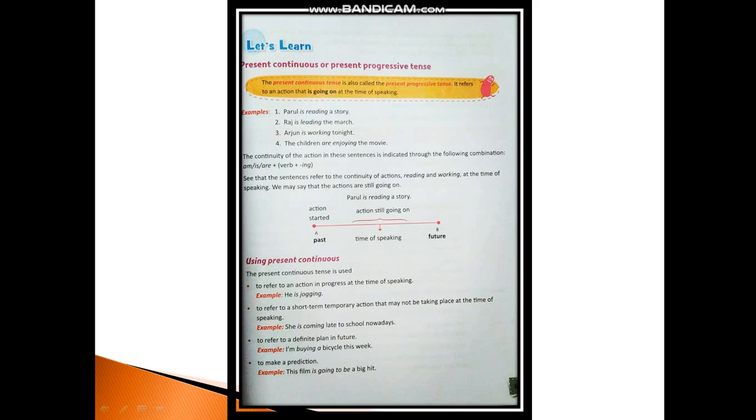Now, where all do we use present continuous tense? Firstly, to refer to an action in progress at the time of speaking. He is jogging, for example. Okay. Secondly, to refer to a short-term temporary action that may not be taking place at the time of speaking. Like for example, she is coming late to school nowadays.